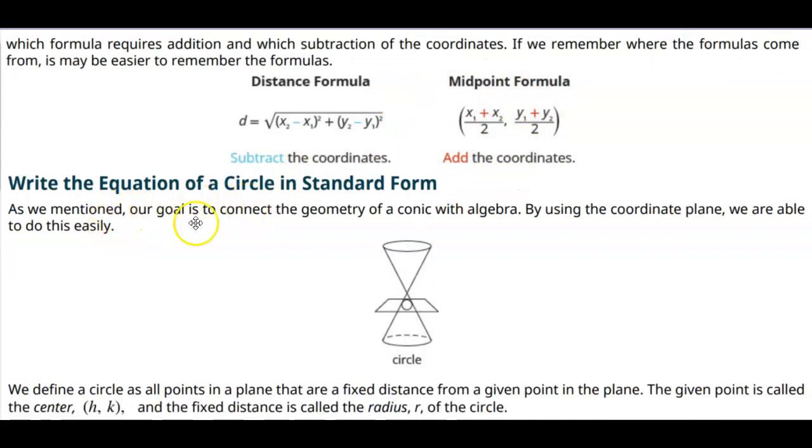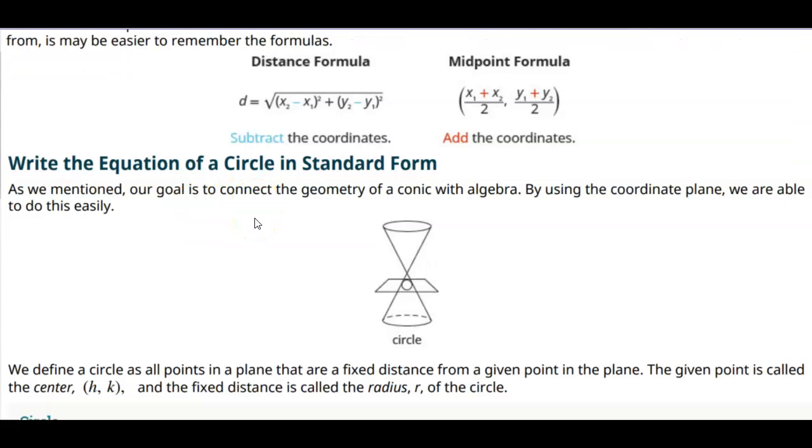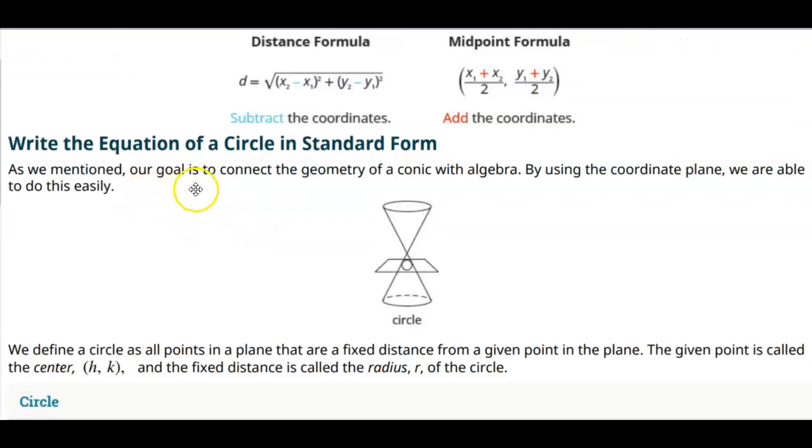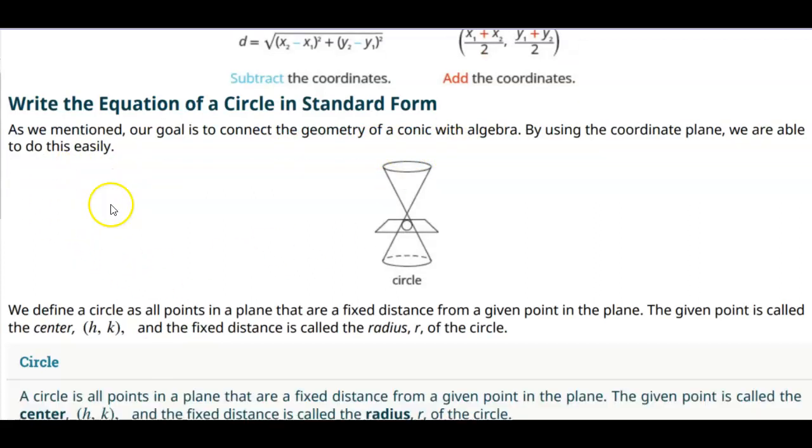Now we're going to write the equation of a circle in standard form. Now, as we mentioned earlier, our goal is to connect the geometry of a conic with algebra. So by using the coordinate plane, we are able to do this easily. So if we had a cone and then we cut a plane through it, it would generate a circle.